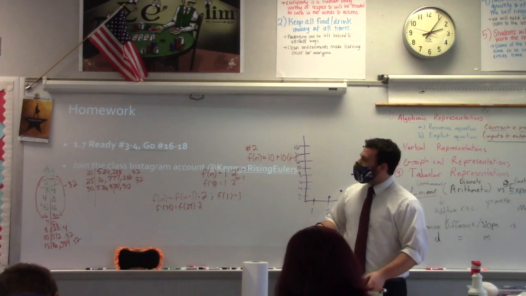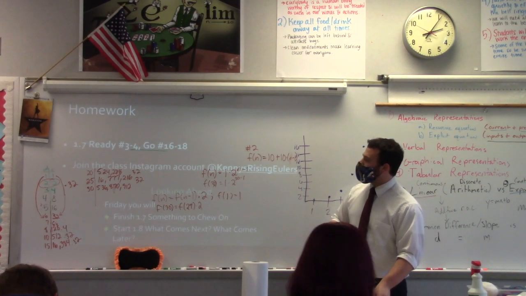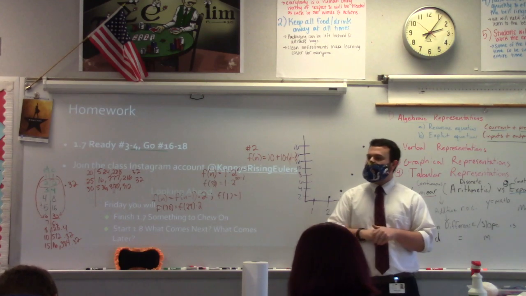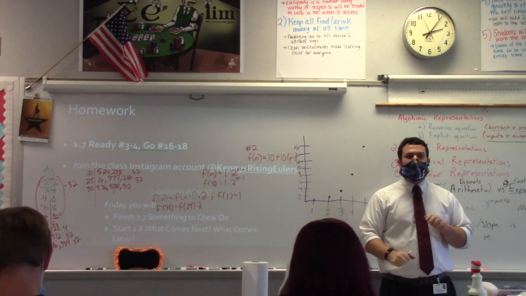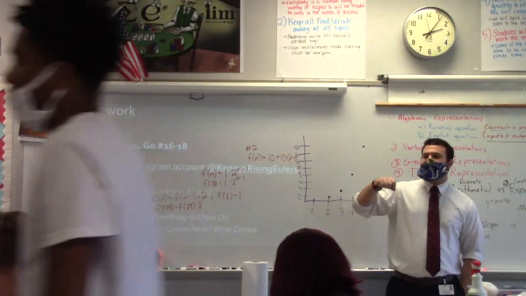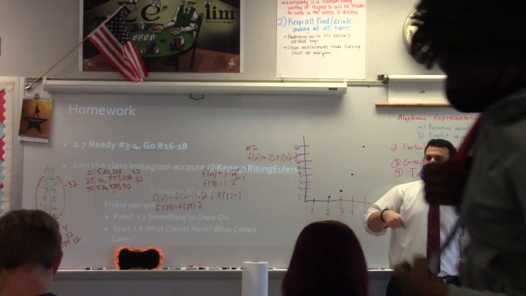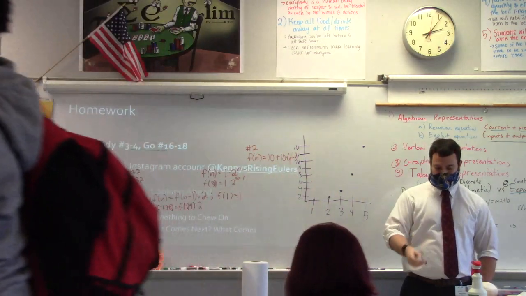We will wrap this up tomorrow. Tonight, your homework is 1.7, the ready section, numbers 3 and 4, and the go section, numbers 16 through 18. I would either circle it right now, or I would take a quick picture of it.